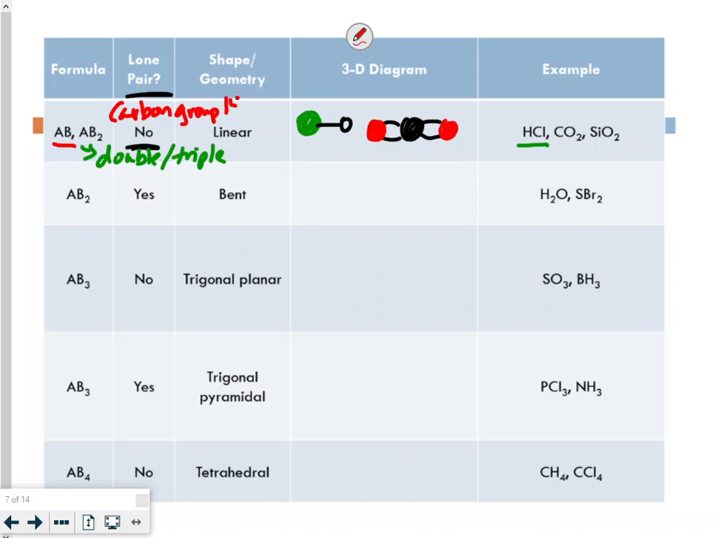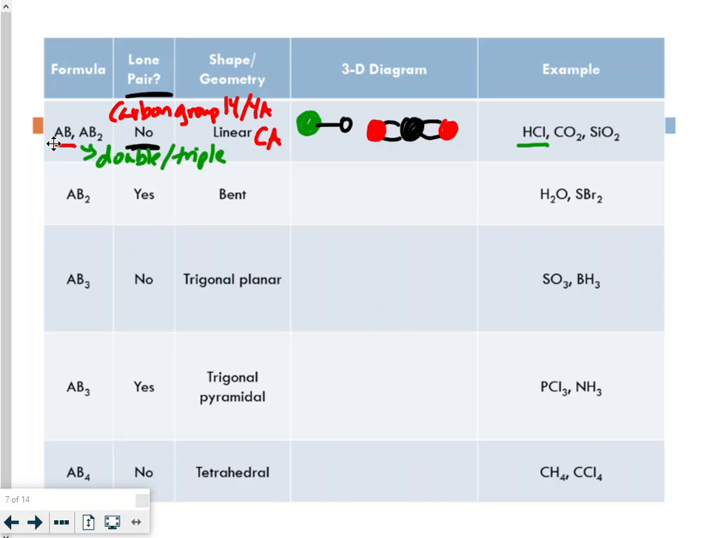Carbon group, what's 14 or 4A? Central atom. I put CA for central atom. So if you see a carbon or a silicon or a germanium in the center, because we're sticking with the nonmetals and metalloids here, and it has 2 things attached to them, it's most likely there's not going to be any lone pairs, and it's going to be a linear shape.